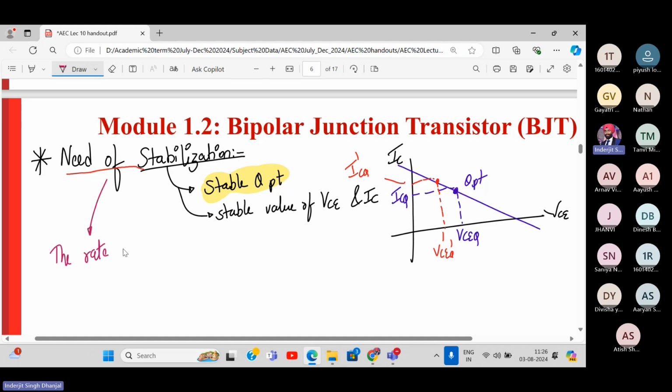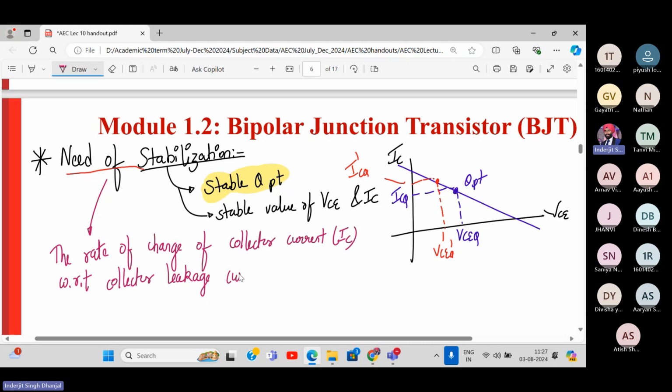The rate of change of collector current, which is IC, with respect to collector leakage currents, ICO. We generally call it ICO because it is either ICBO or ICEO. So we call it ICO.